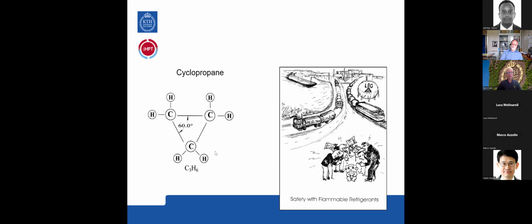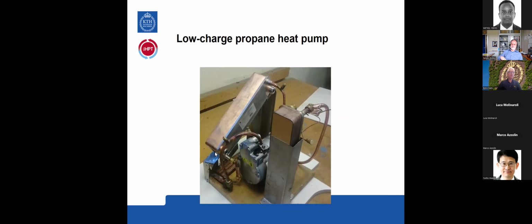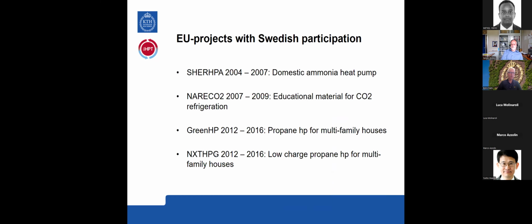And of course, we've been working with safety with flammable refrigerants. This is just the front page of one of our earlier reports. And this is an early prototype of a low charge propane heat pump. You can see it's a liquid to liquid heat pump with automotive type compressors. I'll come back to this a little bit later, but this is research which was done long before this Annex 54 started.